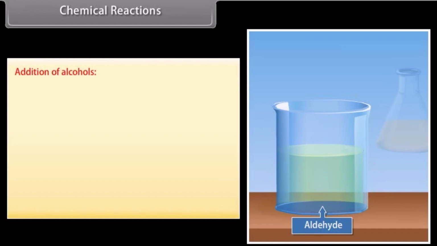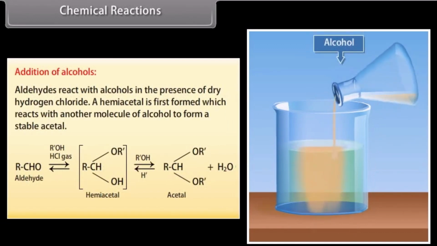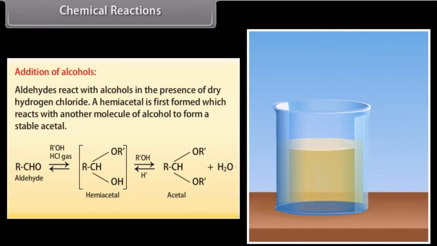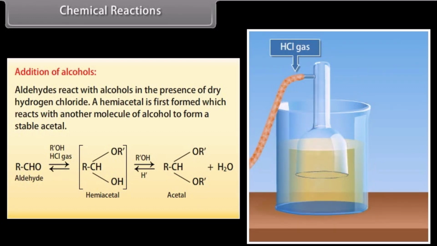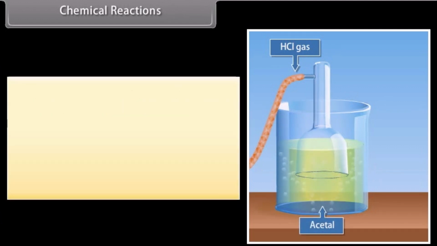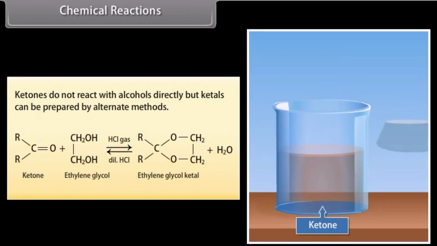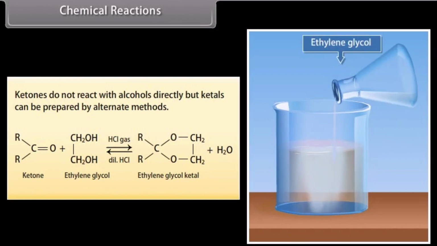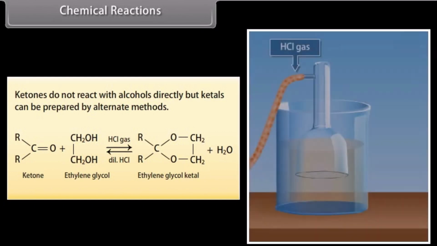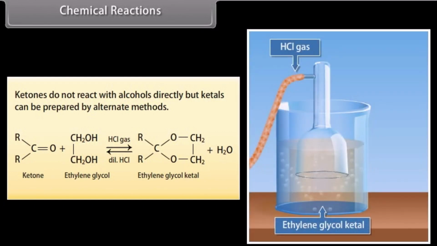Chemical reactions. Addition of alcohols. Aldehydes react with alcohols in the presence of dry hydrogen chloride. A hemiacetal is first formed, which reacts with another molecule of alcohol to form a stable acetal. Ketones do not react with alcohols directly, but ketals can be prepared by alternate methods. Ketone reacts with ethylene glycol in the presence of dry hydrogen chloride gas and forms ethylene glycol ketal along with water.